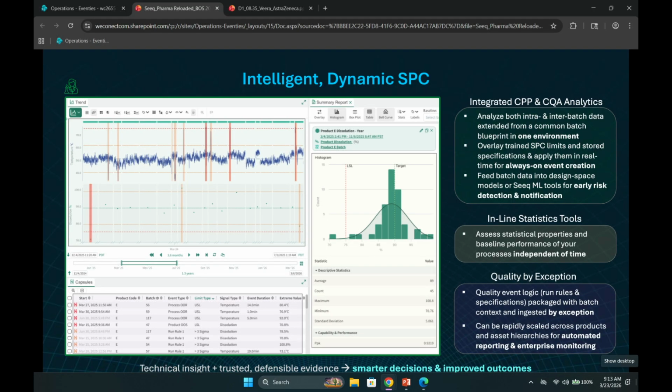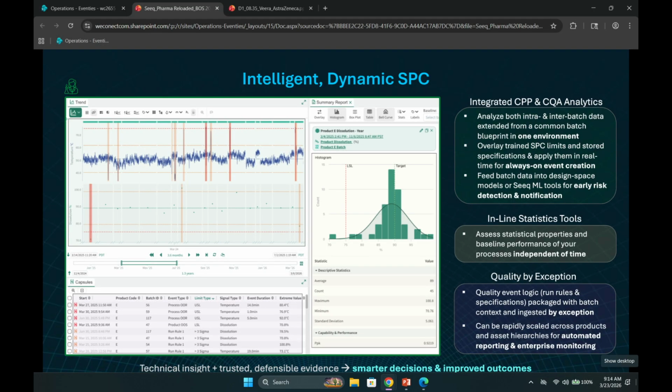All of these events can be flagged in real time to your SMEs, or you can feed it back into a design space model that you can bring in, or Seeq's machine learning tools to be more predictive and use your process footprint to understand when a problem might occur, not just when an event occurs, and then rush to the scene.